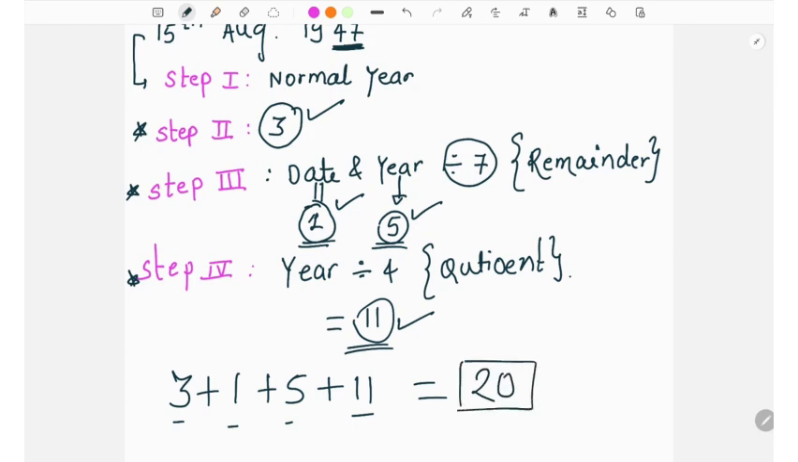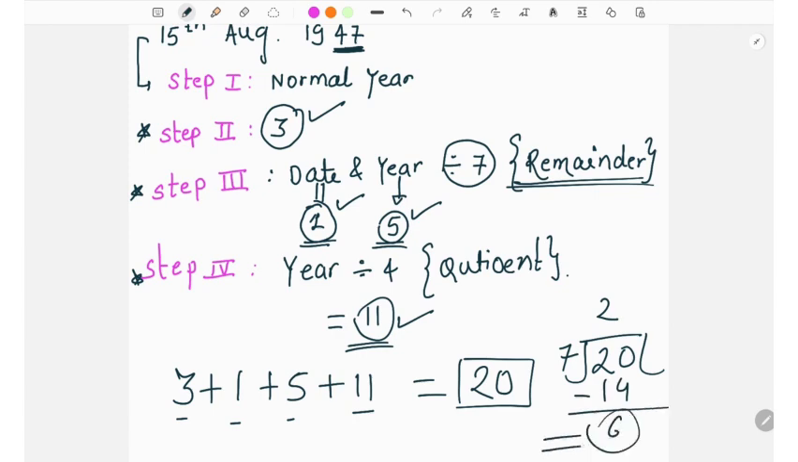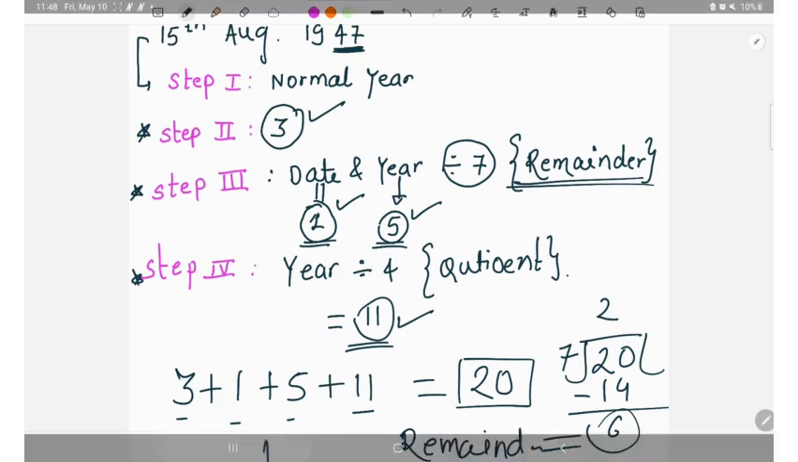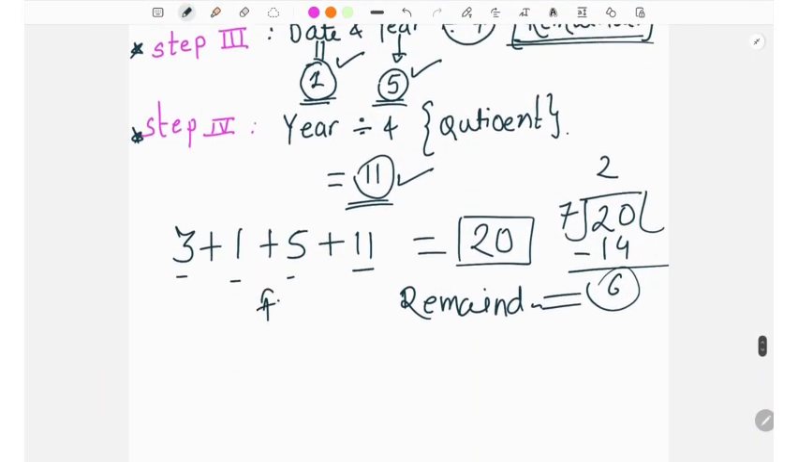So again, whatever the addition comes to, divide it by 7. If I divide it by 7, what number am I going to consider here, students? Only the remainder. So 7 2s are 14. What is left? 6 is left, and this 6 is nothing but your final remainder. The final remainder is only your answer. So 6 is the answer for the given question.